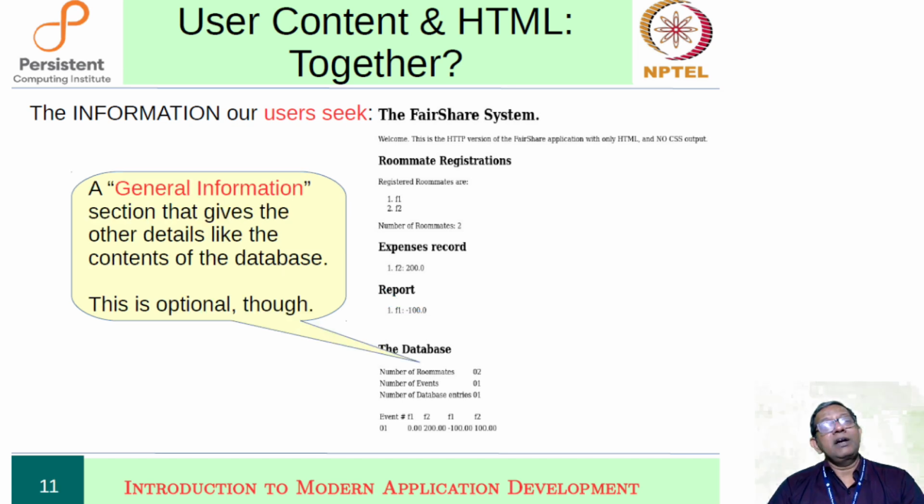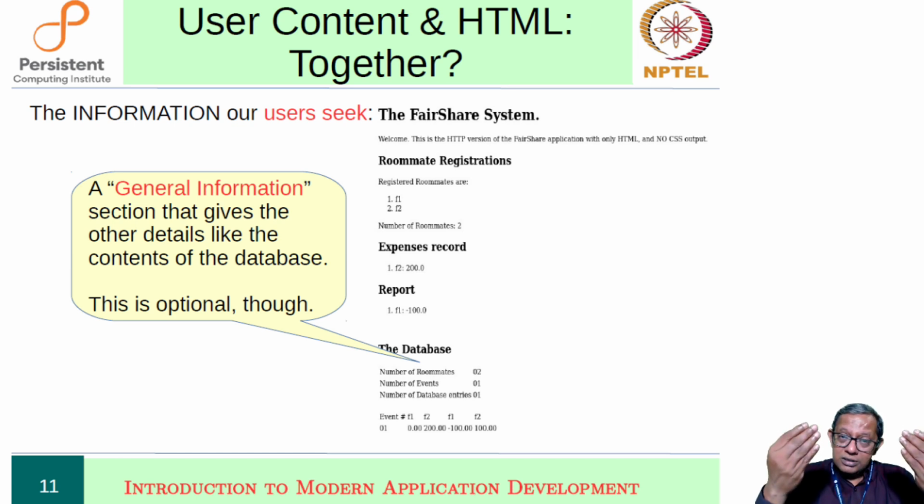It's possible that we might add some additional information. We might seek the actual database of the information that was contained in the transactions of the roommates. We could give some simple information like the number of roommates, the number of events, and so on and so forth. We could also list out the actual entire database of computations that were performed by our system.